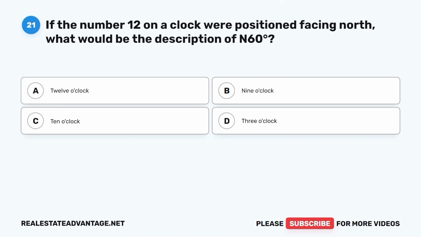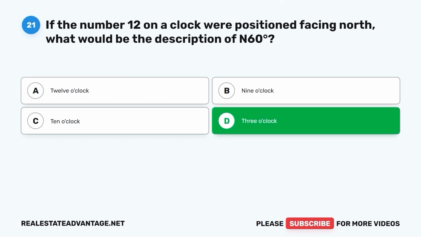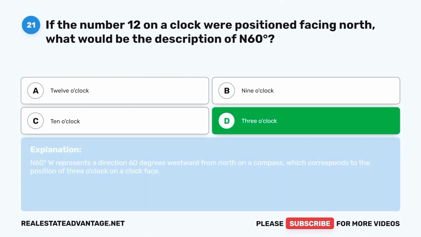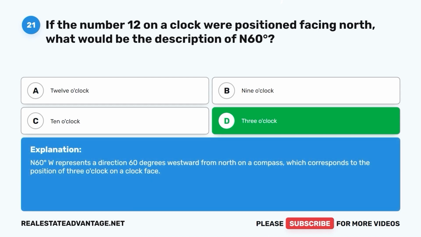Question 21. If the number 12 on a clock were positioned facing north, what would be the description of N 60 degrees W? A. 12 o'clock. B. 9 o'clock. C. 10 o'clock. D. 3 o'clock. The correct answer is D. 3 o'clock. N 60 degrees W represents a direction 60 degrees westward from north on a compass, which corresponds to the position of 3 o'clock on a clock face.